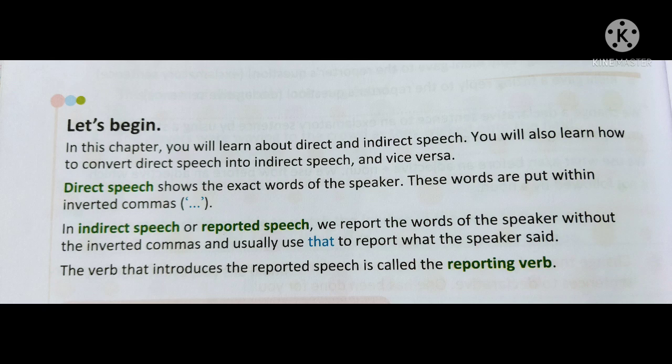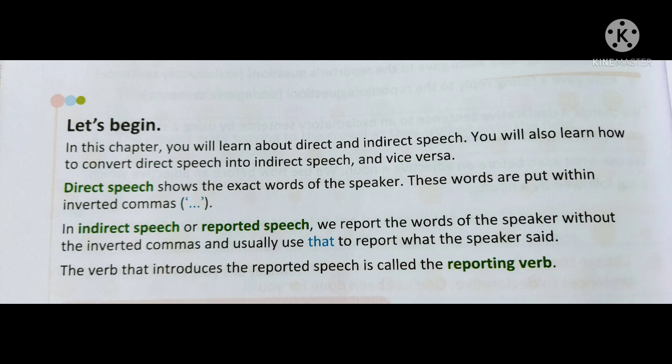Direct speech shows the exact words of the speaker, and these words are put within inverted commas. In other words, if you are conveying the activities of somebody in his own words without changing them, then it is known as direct speech, or reporting speech. You report the exact words without any change.